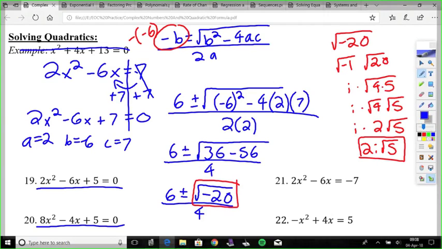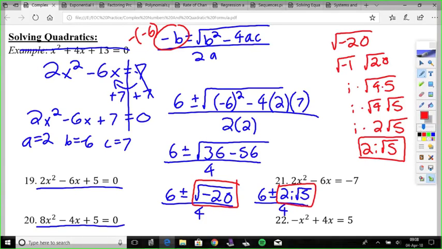So I know I'm kind of running out of room, but we're going to have 6 plus or minus, and then we're replacing that with 2i square root of 5 over 4. Okay, so it's the same thing. I just replaced the square root of negative 20 with 2i square root of 5. All right, now I'll notice at this point, all I have to do is reduce my fraction.